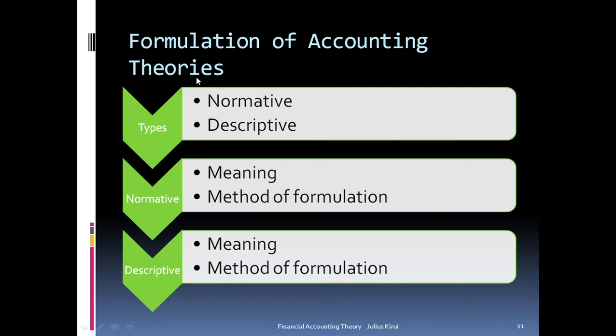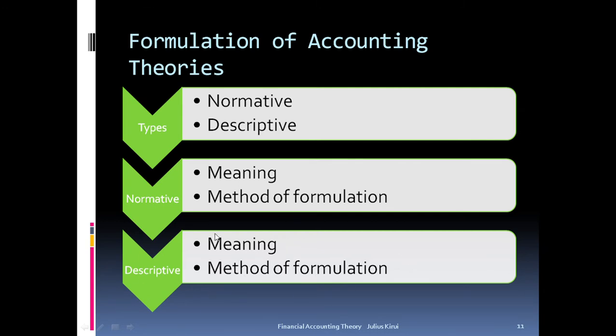There are two types of financial accounting theories. One, normative, which is also called deductive. Number two is called descriptive, which is also called the inductive approach. In the normative, we look at the meaning, what is normative, then the methods of formulation, how you come up with the normative approach or theory. Then number two is descriptive, we look at the meaning, what it is all about, and then the methods of formulation.